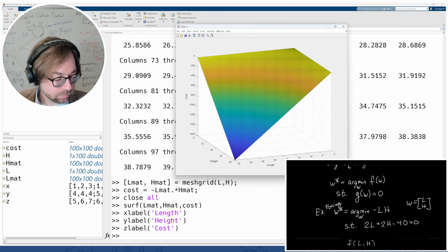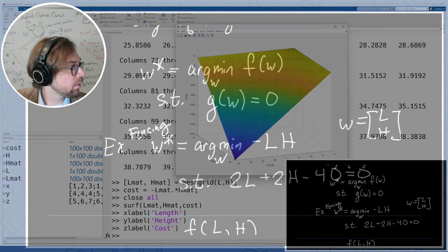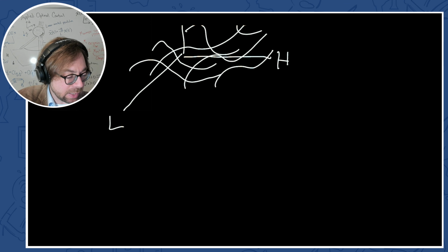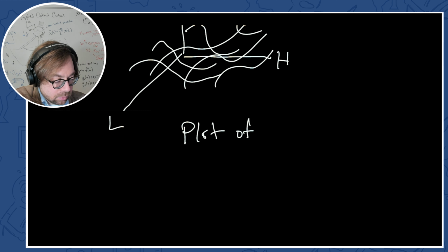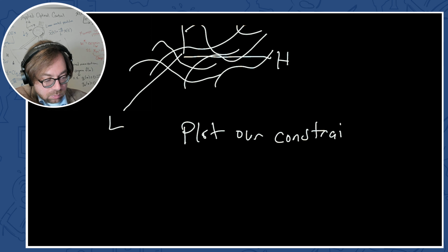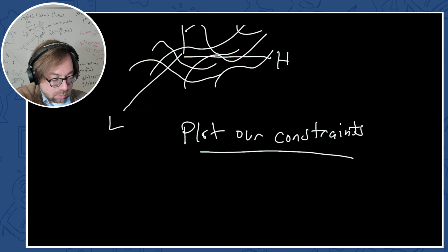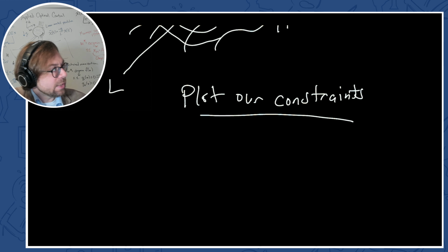Well, let's go back to our script. I want to now plot. So we plotted our cost. What do our constraints look like? What if we plot our constraints? Okay, why do we do that?